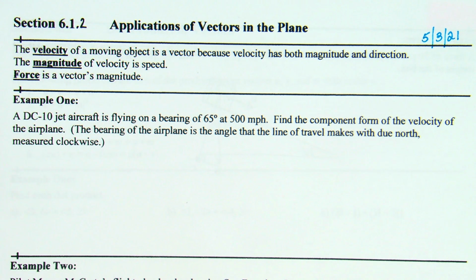Example 1. Okay. A DC-10 jet aircraft is flying on a bearing of 65 degrees at 500 miles per hour. Find the component form of the velocity of the airplane. And note here in parentheses, the bearing of the airplane is the angle that the line of travel makes with due north, measured clockwise.